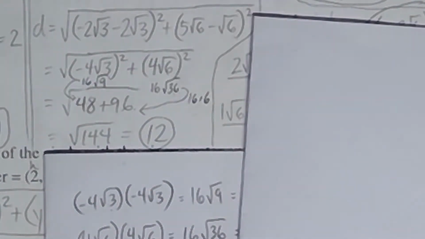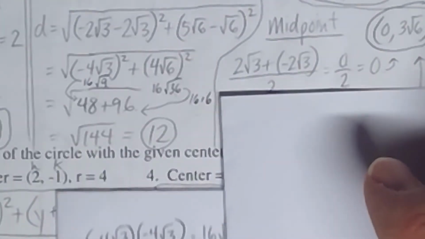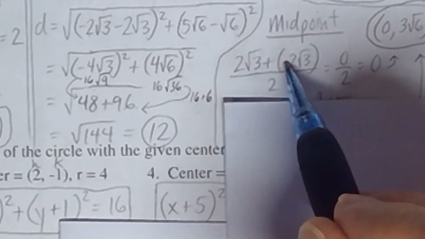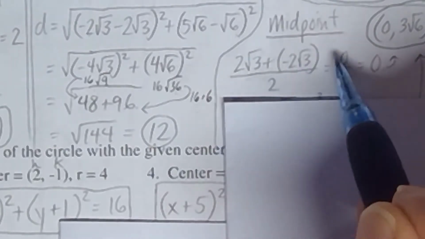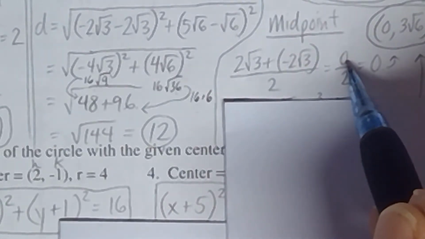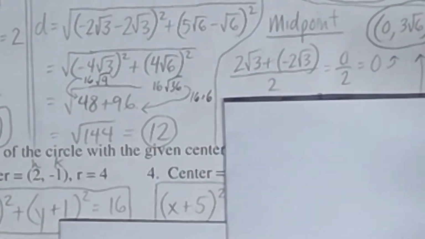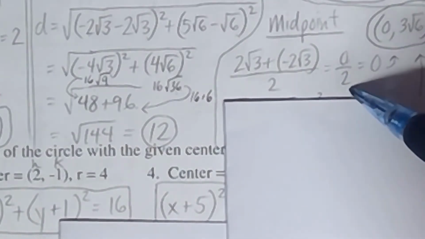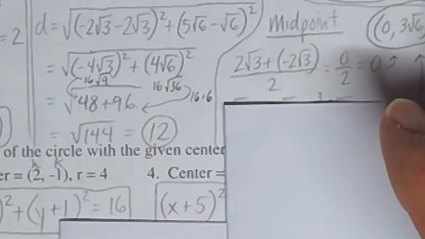Okay. What's the midpoint? Midpoint, you add the x's. 2 plus negative 2 is 0. 0 radical 3 is the same thing as 0 because you're doing 0 times radical 3, and 0 times anything is 0. Okay, so that's why I wrote 0 there. 0 divided by 2 is 0. What about the y part?